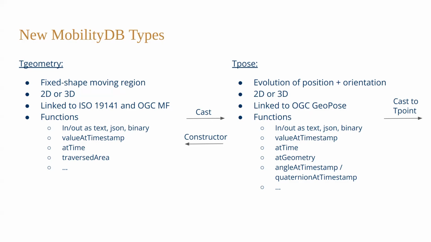Due to the fact that they are so connected, we can easily go from one to the other. By simply discarding the reference geometry from the temporal geometry, we can cast it to a temporal pose. And we can also construct temporal geometries by associating a temporal pose with a reference geometry. Then, as I said, we have a set of functions for both types that are used in the standards, or at least in the case of temporal geometry. So this is what has been implemented finally in MobilityDB, or at least what is the final goal.